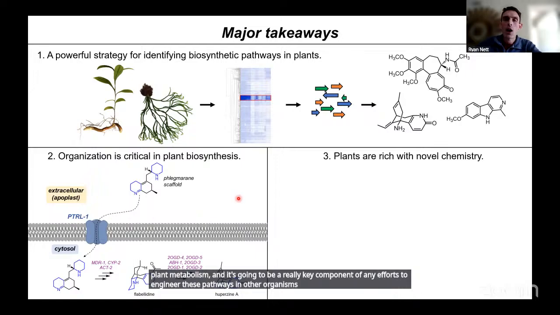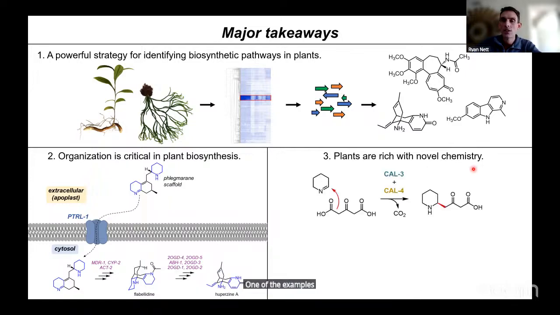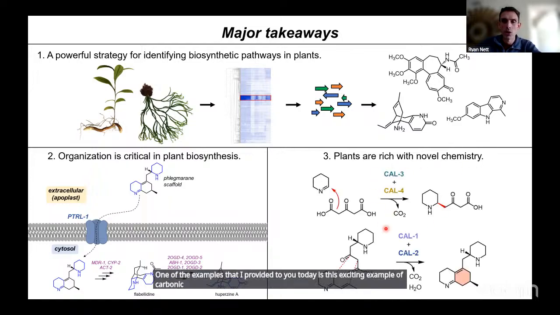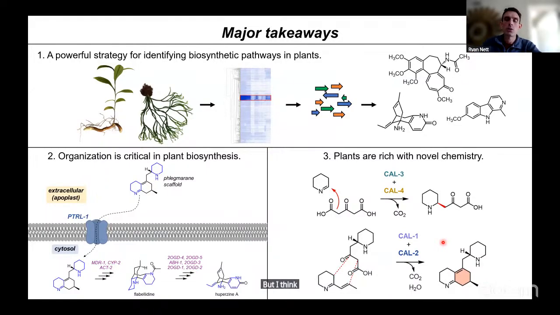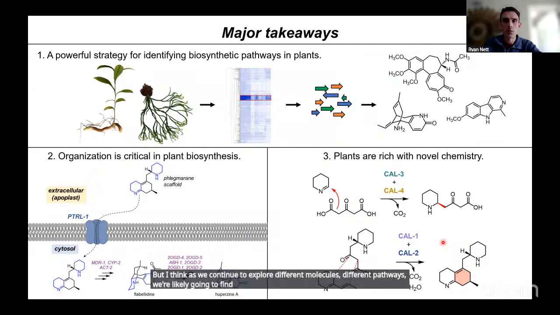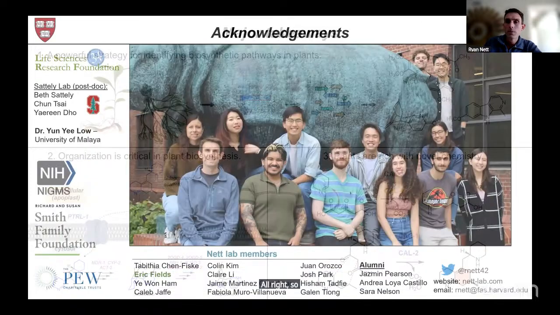And then finally, I hope that I've been able to convince you that plants are really rich with novel chemistry. And one of the examples that I provided to you today is this exciting example of carbonic anhydrase-like proteins neofunctionalizing to catalyze new reactions. But I think as we continue to explore different molecules, different pathways, we're likely going to find other new enzymes and new chemical transformations that will set a precedent for the chemistry that's possible in nature and in the plant kingdom. All right, so with that, I'd like to end my talk.